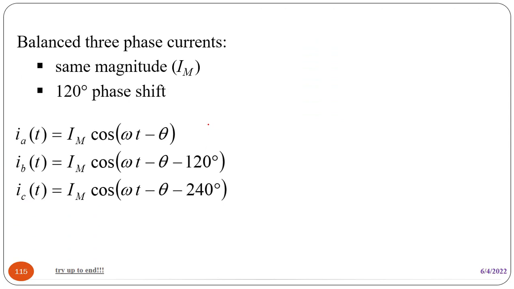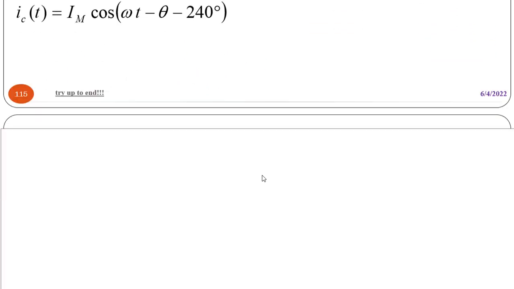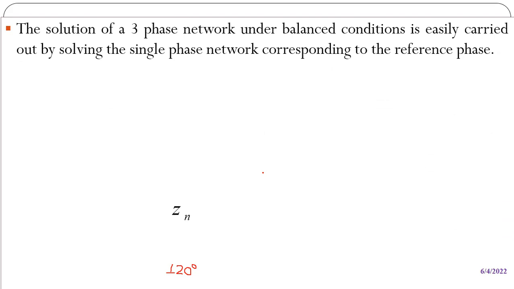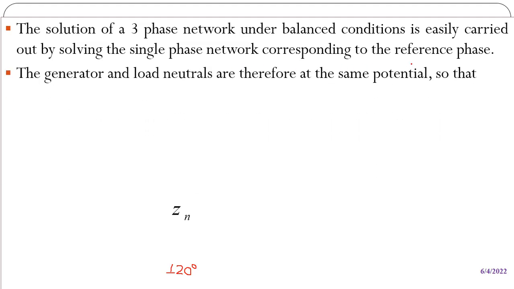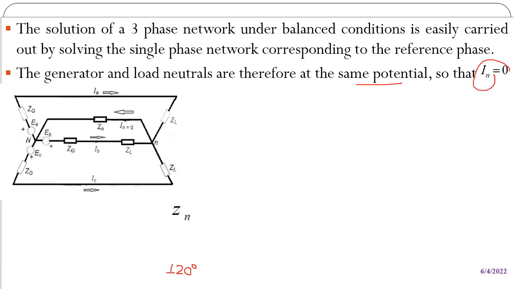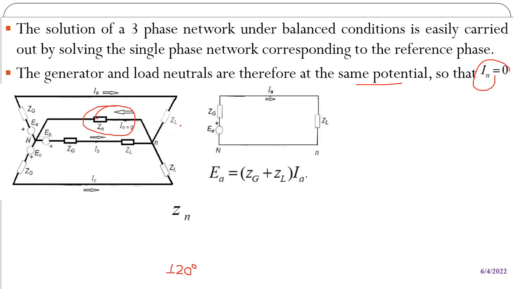Balanced three-phase circuits have currents with the same amplitude: Im cos(omega t minus theta), Im cos(omega t minus theta minus 120), each shifted by 120 degrees. So the solution of a three-phase network under balanced conditions is easily carried out by solving the single-phase network corresponding to the reference phase. The generator and load neutrals are therefore at the same potential, so the neutral current is equal to 0. Neutral current is 0 since it is balanced.